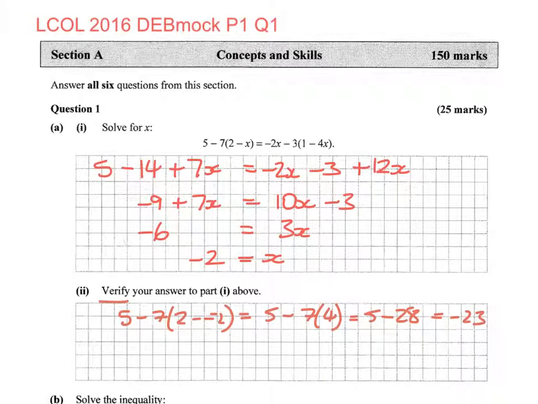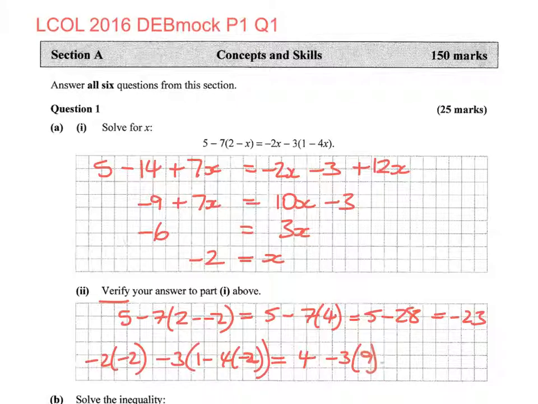On the right hand side we have minus 2 lots of minus 2, minus 3 lots of 1 minus 4 lots of minus 2. This is a horrible question just for the fact there's so many negatives going on. Well, suffice to say I have positive 4, that's minus 2 times minus 2 gives me 4, and this is going to be minus 3 multiplied by, well, what do we have inside the brackets there? We have 1 minus 4 lots of minus 2, so that becomes plus 8. Minus 4 times minus 2 is plus 8. So 1 plus 8 is 9.